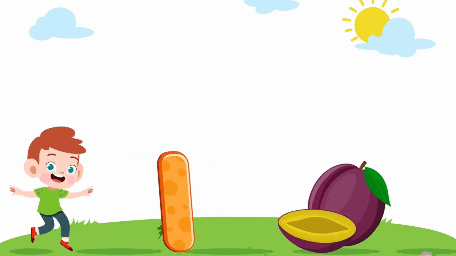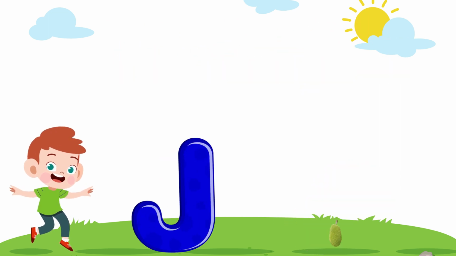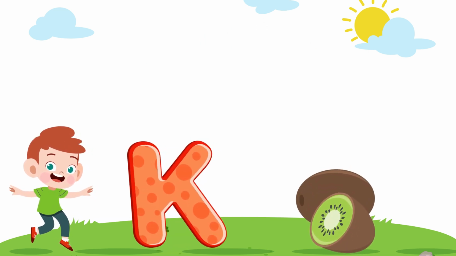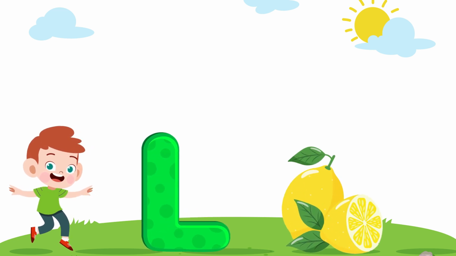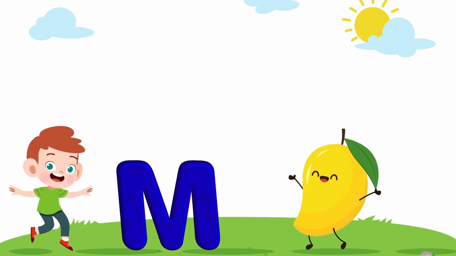I is for Illawarra Plum. J is for Jackfruit. K is for Kiwi. L is for Lemons. M is for Mango.